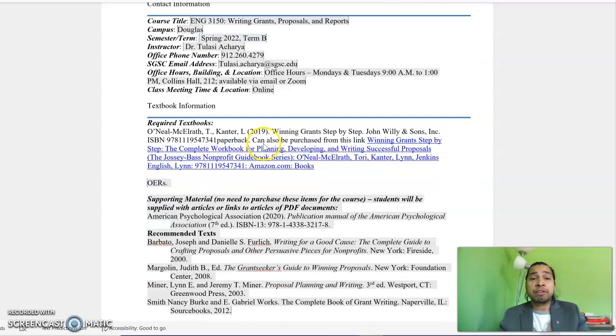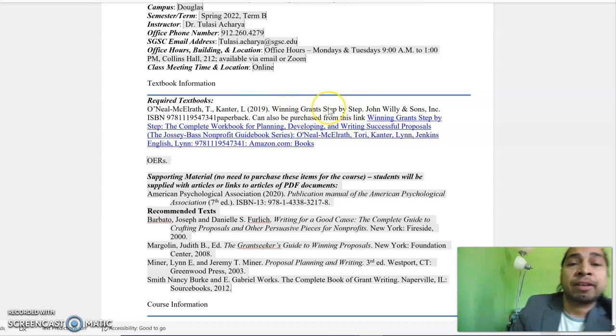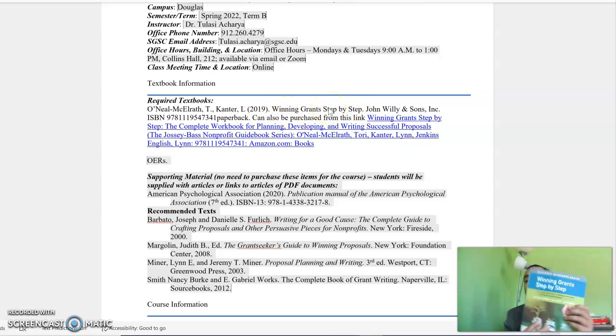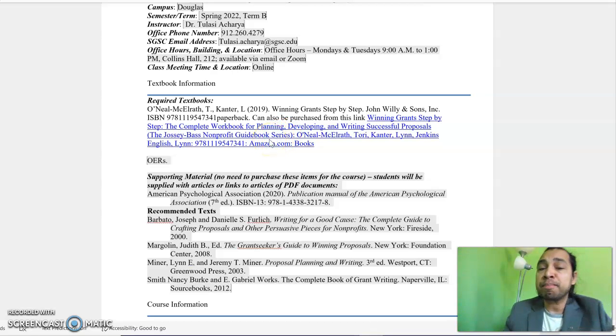So for this course, the required textbook is by McLeath and Kanter, Winning Grants Step by Step. This is the book. This is a mandatory book. This is a required textbook. So you will be able to purchase a copy from this link. You can go to Amazon and there you can have a copy. It's not very expensive. This is a very simple book.